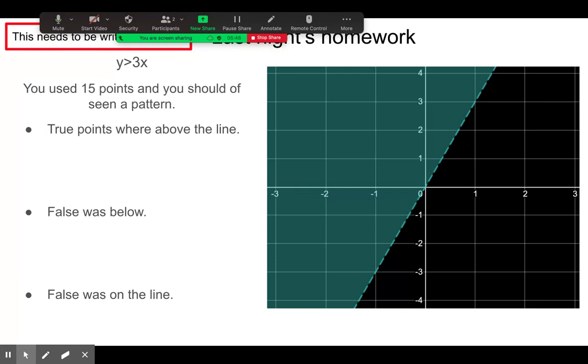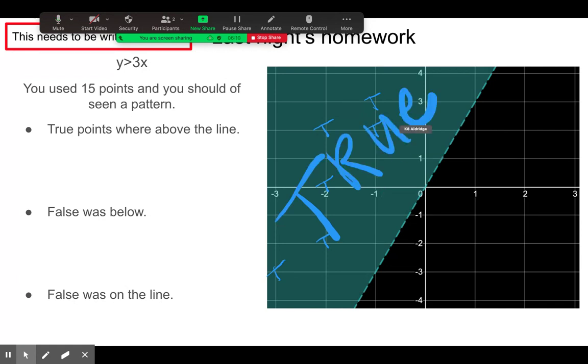Last night's homework, you guys were given the inequality y is greater than 3x, and you had to pick 15 points. You should have seen that all the points above the line were true. So you had a bunch of T's. So everything above here is true.